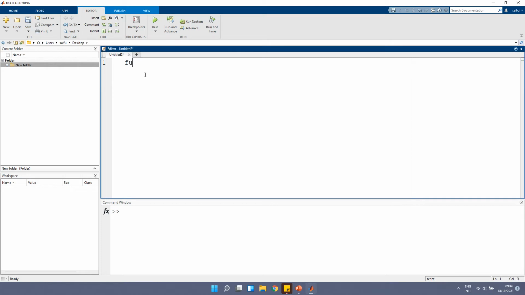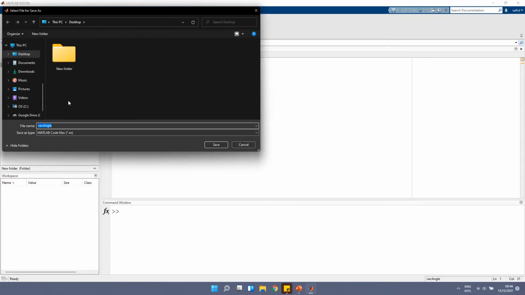function theta equals vector angle uv. This function will accept two inputs, u and v, and then it will calculate the theta based on the input given by u and v. Before that, we can save it as example 2. We can't put a space here.